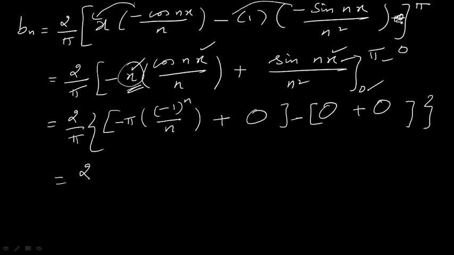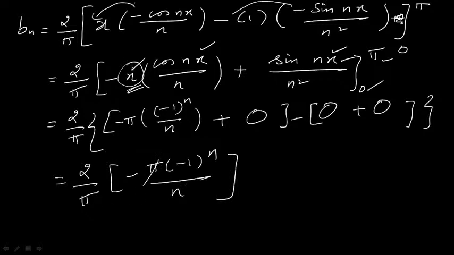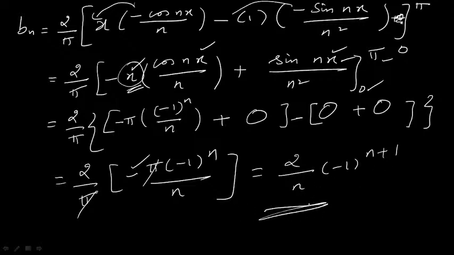So let me simplify this. 2 by pi, minus pi, minus 1 whole power n divided by n. So pi and pi are cancelled. Shall I combine this minus with n? I am going to write this as 2 by n, minus 1 whole power n plus 1, because this is minus 1 whole power n, and I am having one more minus. So I have to add this with minus 1. So I have minus 1 whole power n plus 1. So this is the value of Bn.